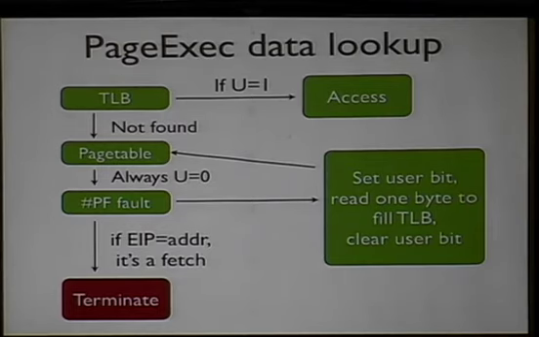You set the user bit in the page table to trap on a data access. So we're looking at the DTLB, right? And you set it to trap always in the page table. Now, when it traps, you check if the EIP is actually the address that you're trying to fetch. And if it is, you terminate. That means that you're trying to violate the policy. That means that you're trying to execute code from what is supposed to be a data page only.